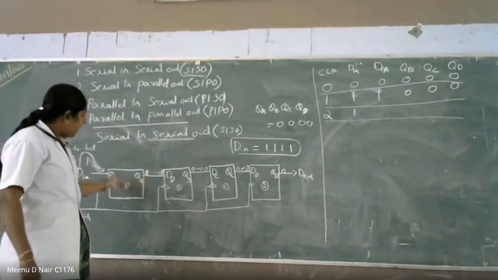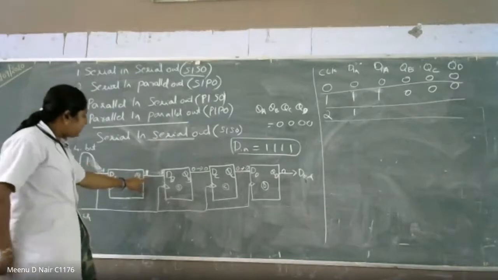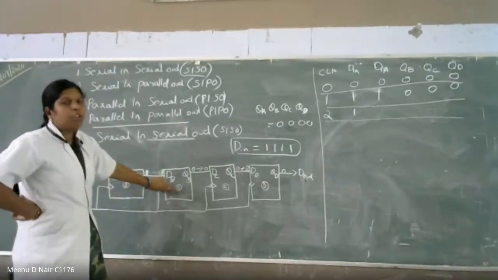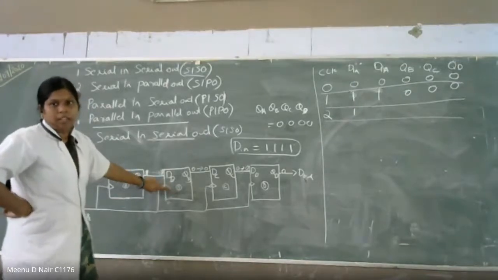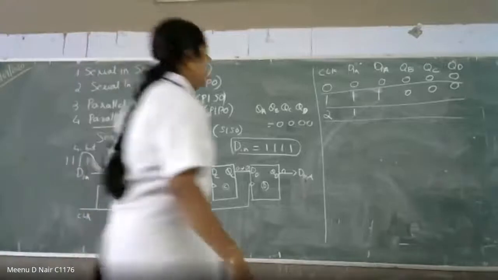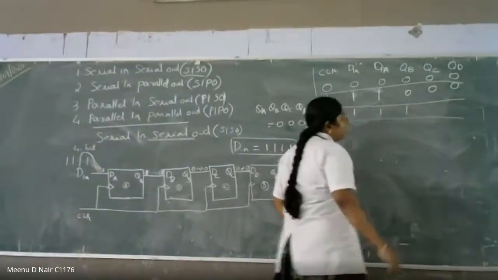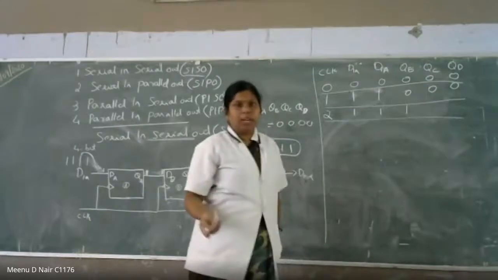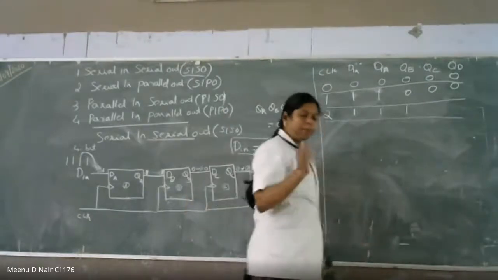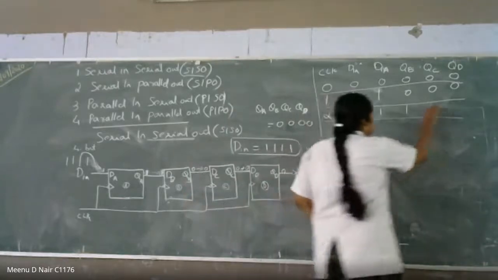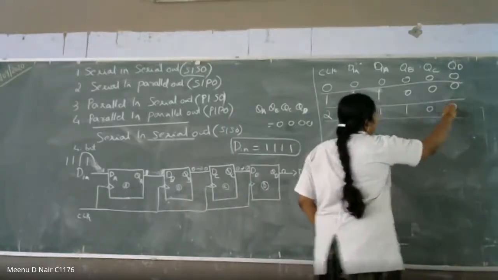So at the same time, in the previous case, QA was 1, and the same 1 appears across the B flip flop. So what is the output of QB? 1. Yes, exactly, 1, and QB output is 0, and QC output is 0 only, right? Because QB was previously 0, so the D input of C is again 0. So QC is 0 and QD is 0.